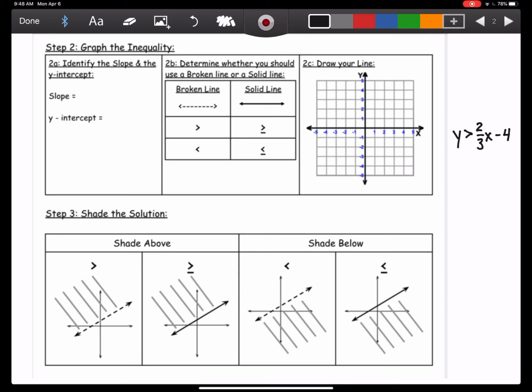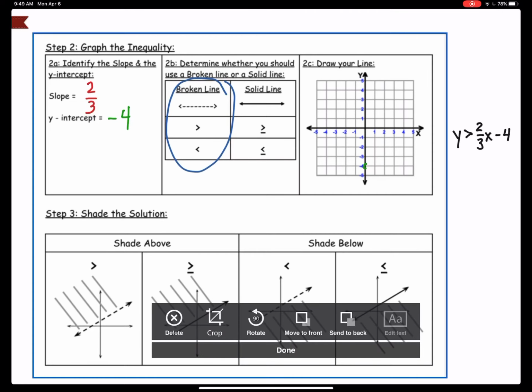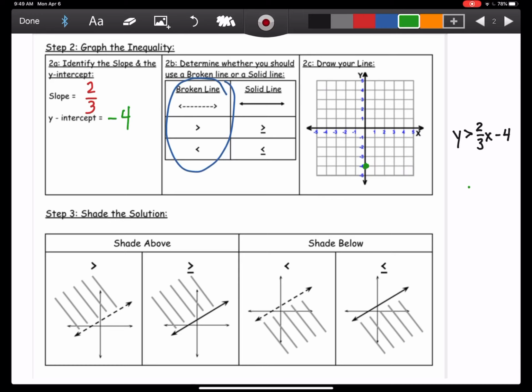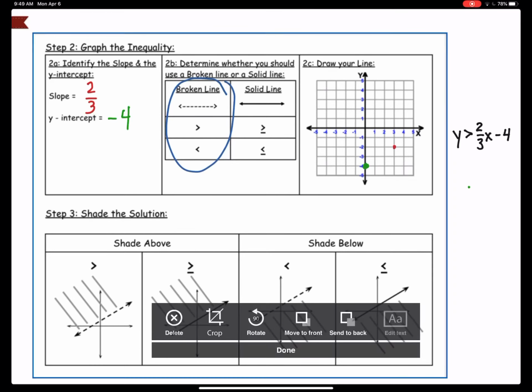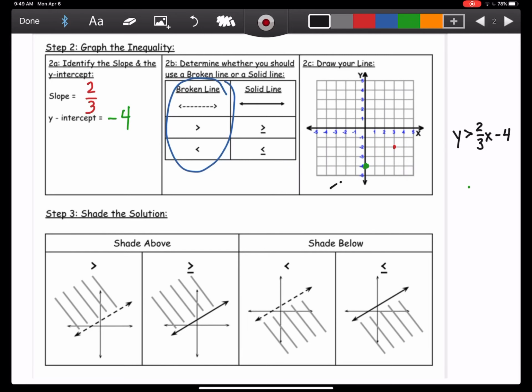We talked about how we needed to use a broken line, right? And we know that we have 2/3 as our slope, and we have -4 as our y-intercept. And I'll try to do this on this graph real quick. Okay, and our slope brought us up here. And our broken line looks something like this. And the final question is, where do I shade? So since we're dealing with this symbol, which only works if you have it in y equals mx plus b form, we have a greater than symbol.